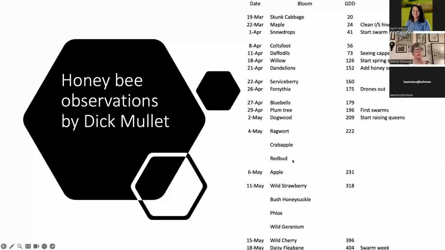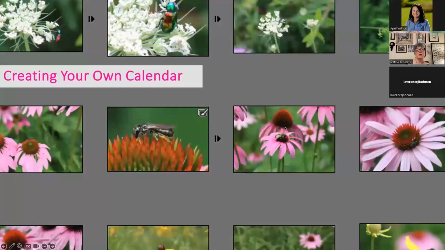We have an awesome beekeeper in Ohio, Dick Mullet, and he is really into phenology. He tracked the growing degree day for a lot of plant events, and then he correlated those with his honeybee practices. So when is he cleaning the hives? When is he seeing capped drones? When is he adding his supers? So a way to kind of use the bloom time to alert him to what might be happening with his hives.